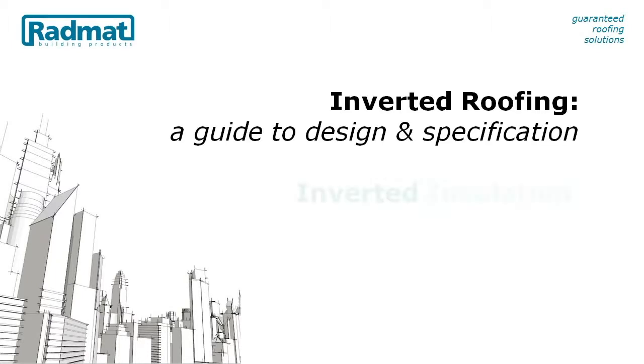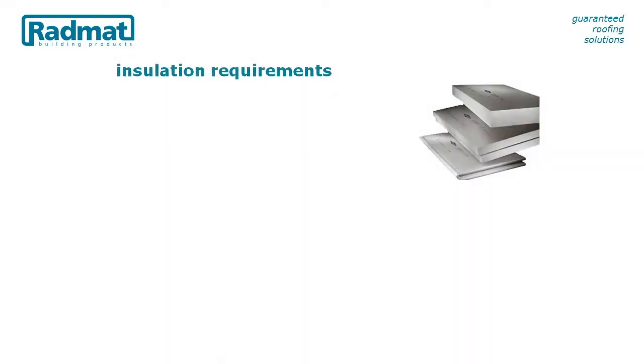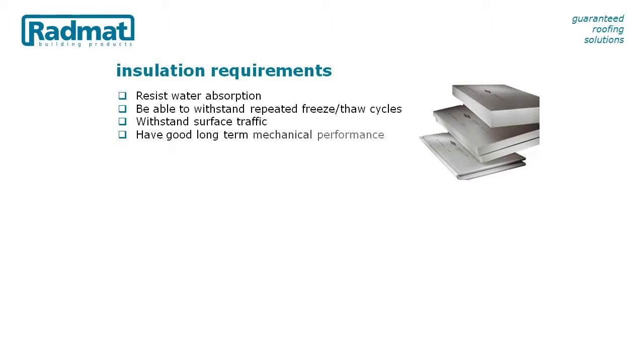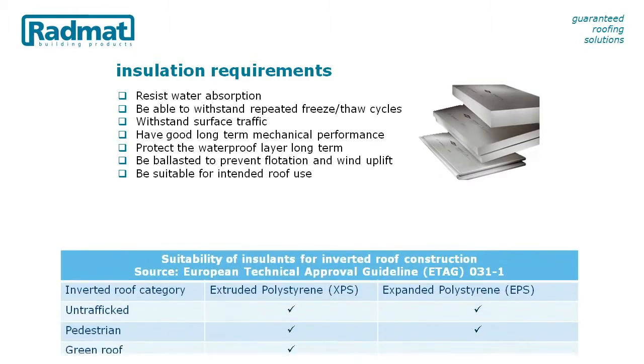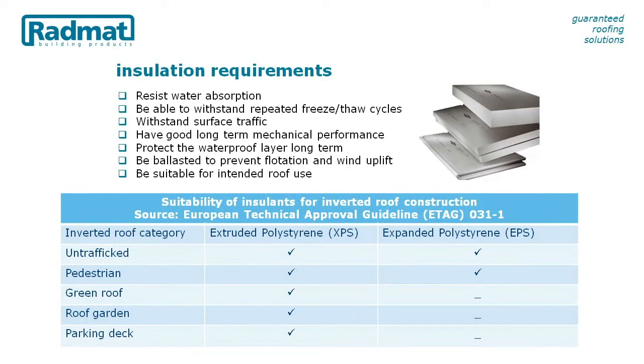Now, let's look at the insulation board options. These are the requirements for an inverted roof insulation board. They are specific to the application and rule out the types of insulation typically used in warm roof construction. The table shows the two main generic types of insulation available: extruded polystyrene and expanded polystyrene, and their suitability for specific applications in accordance with ETAG 031, the European standard applicable to the insulation in inverted roofing.